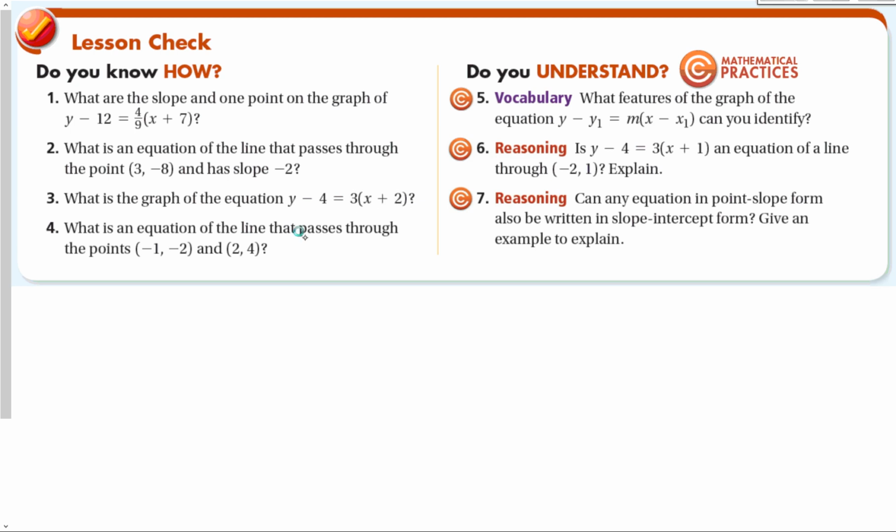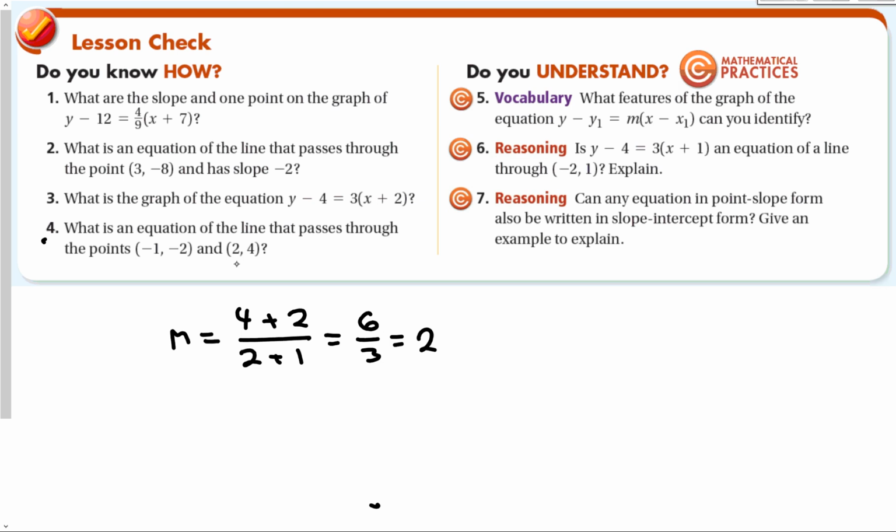This is the most common kind of problem, number 4. The equation of the line that passes through the points negative 1, 2, and 2, 4. So first find the slope. It would be 4 minus 2, which is 2, over 2 minus negative 1. So that's 6 over 3, which is 2.